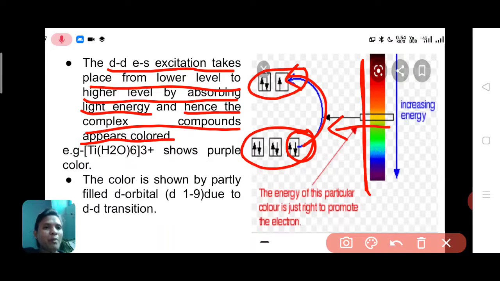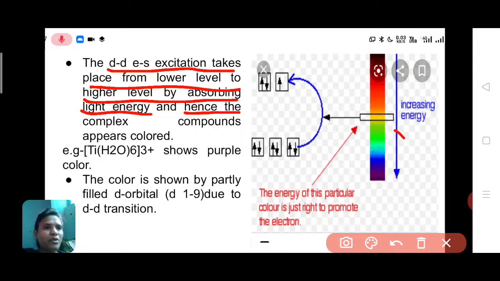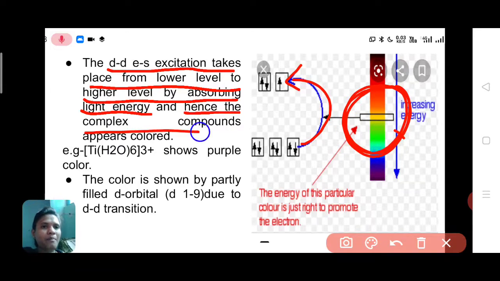So this promotion of electron from lower energy level to higher energy level occurs due to absorbing what? This light energy, this radiation of light energy. So that's why this promotion takes place from lower energy level to higher energy level, and due to this absorbance of this light energy, any complex compound appears in color, because they have absorbed some particular wavelength of color present in light energy.